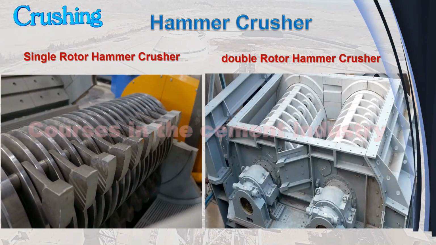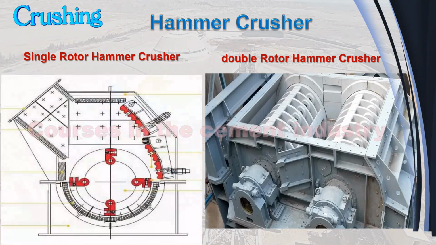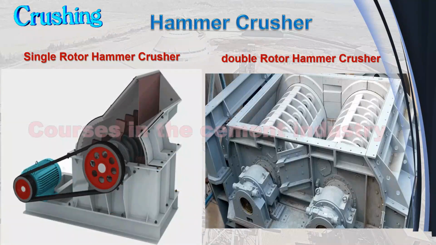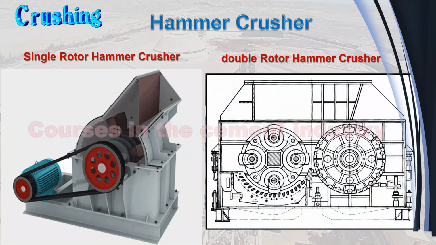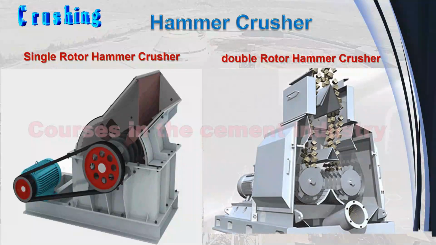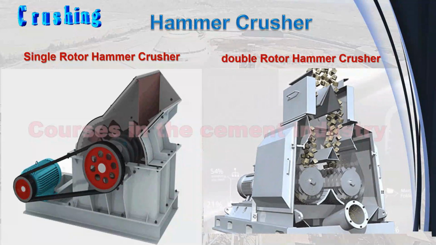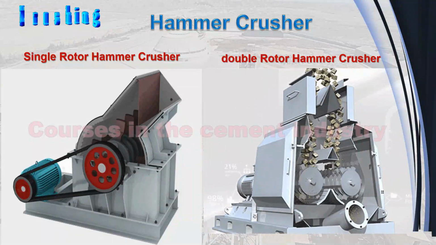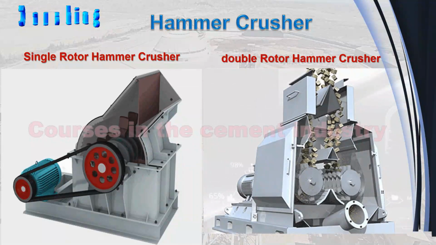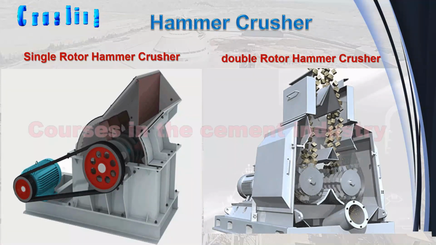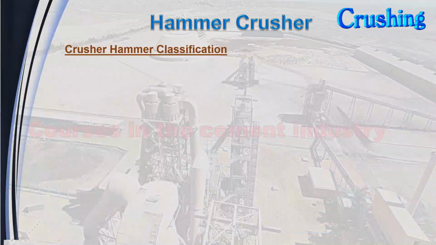Single rotor hammer crushers can be divided into two types, reversible and irreversible. According to hammer rows, they can be divided into single row and multiple row. The double rotor hammer crusher is driven by a motor through a pulley or gear shaft so that two rollers rotate opposite each other, or two motors each drive one roller. The double roll crusher draws material in by weight and by friction between the roll surfaces, crushes it, and discharges it. Crusher hammer classification.